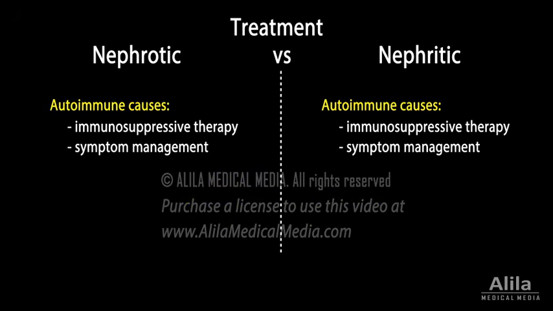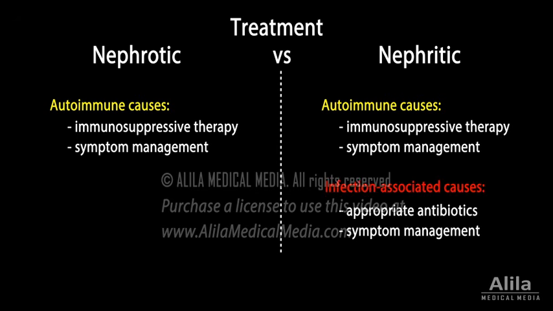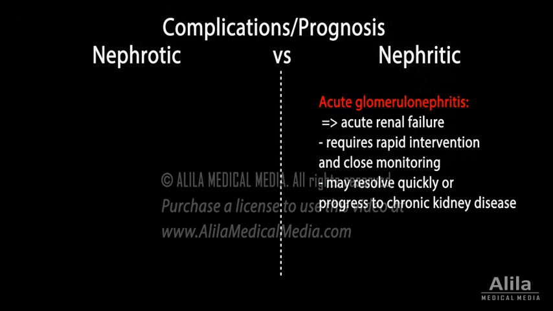Treatment for autoimmune causes in both groups typically includes immunosuppressive therapy and symptom management. An important difference must be noted for treatment of infection-associated glomerulonephritis, for which the use of immunosuppressants is controversial, and appropriate antibiotics are used instead. Acute glomerulonephritis can quickly compromise renal function, and hence requires rapid intervention and close monitoring. Depending on the cause, it may resolve quickly or progress to chronic kidney disease.